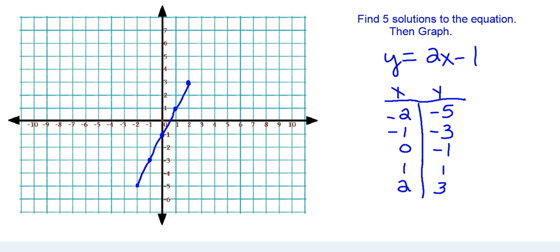So all we need to do is connect these points and put my arrow on each end, because it does keep going on. We could plug in additional numbers for x and solve for more y's. But this is the basic technique on how to graph an equation.